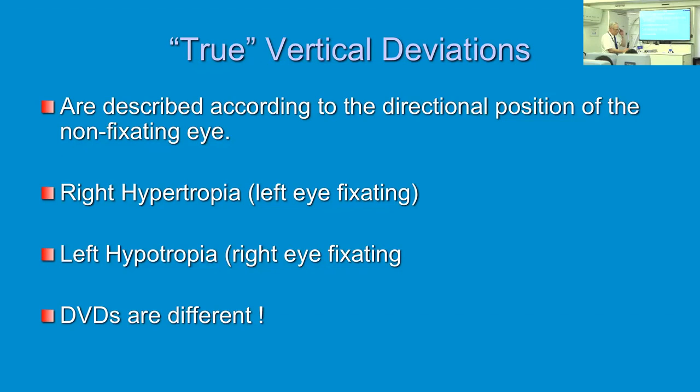But in a true vertical deviation, with the left eye fixing or using my left eye to look straight ahead, I'll have a right hypertropia. That means my right eye will be higher. However, if you cover my left eye, and you then force me to fixate with the right eye, you'll produce a hypotropia in the left eye, right? And understand that? You can explain that quickly.